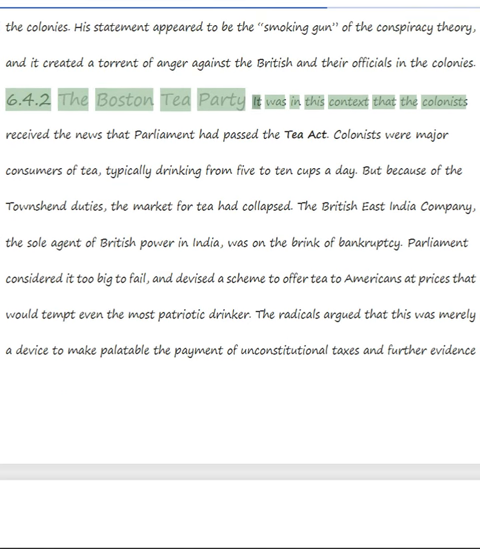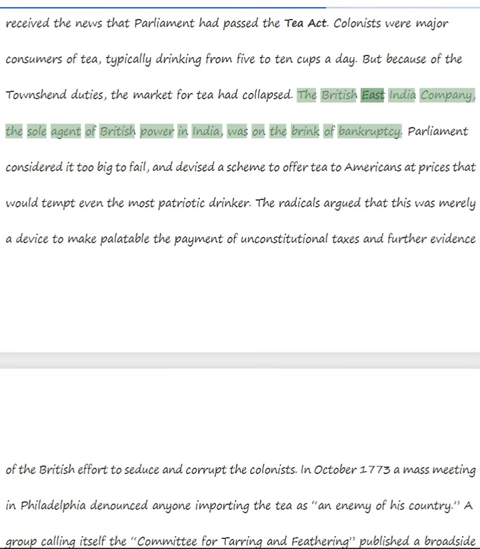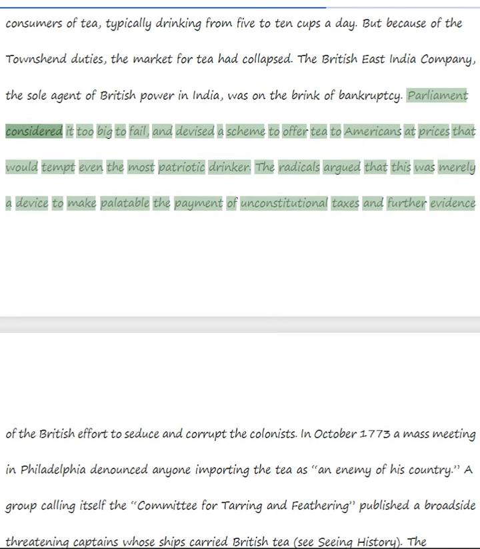6.4.2 The Boston Tea Party. It was in this context that the colonists received the news that Parliament had passed the Tea Act. Colonists were major consumers of tea, typically drinking from 5 to 10 cups a day. But because of the Townshend duties, the market for tea had collapsed. The British East India Company, the sole agent of British power in India, was on the brink of bankruptcy. Parliament considered it too big to fail, and devised a scheme to offer tea to Americans at prices that would tempt even the most patriotic drinker.